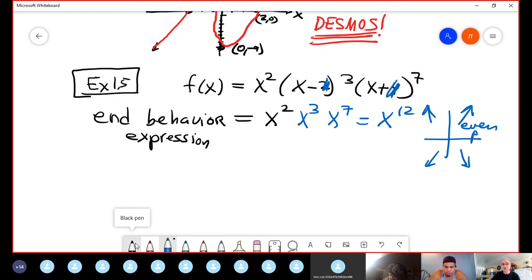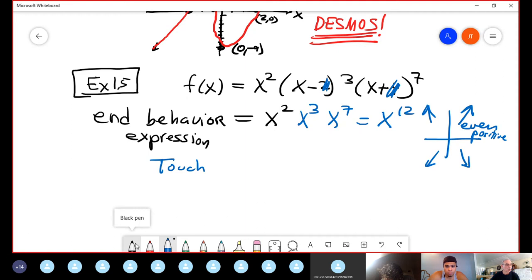Give me an approximation. How does my graph look like? 7, 3, 12. Okay, good. Now, the important thing is, 2, 3, 7, no? Okay. The important thing is, at what point does the graph touch or cross?